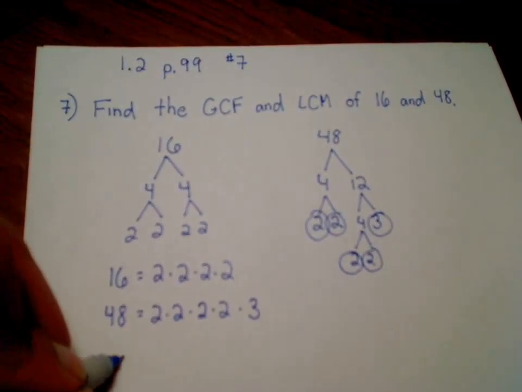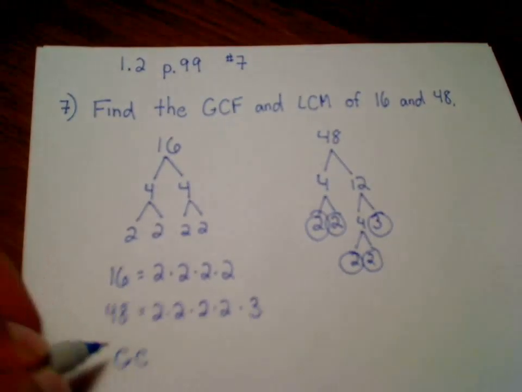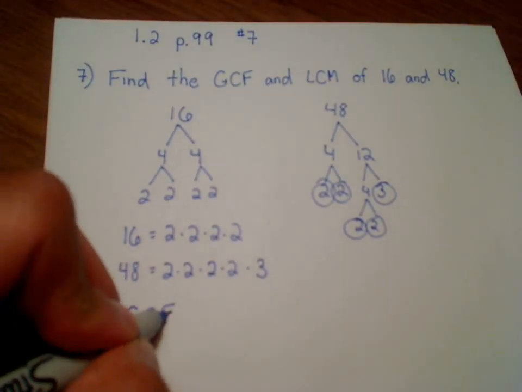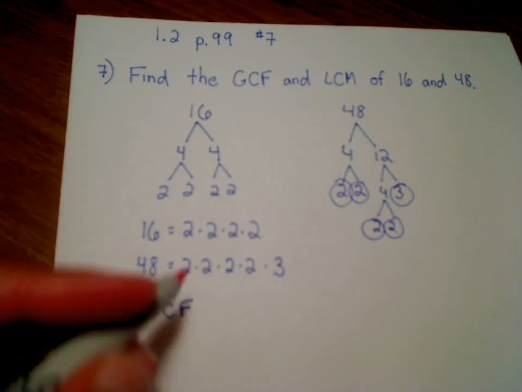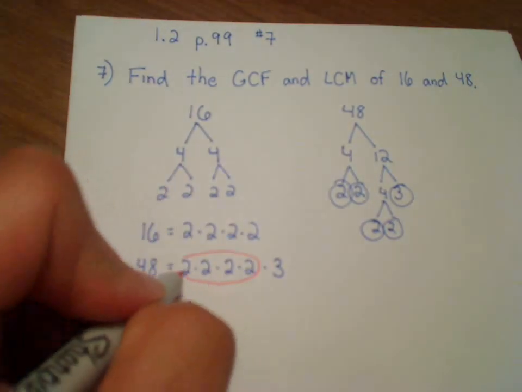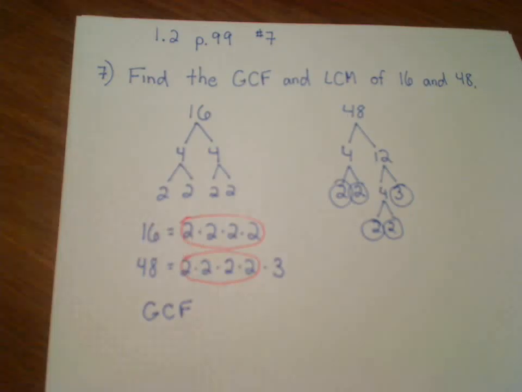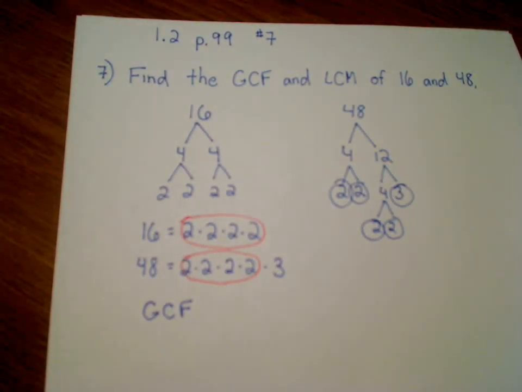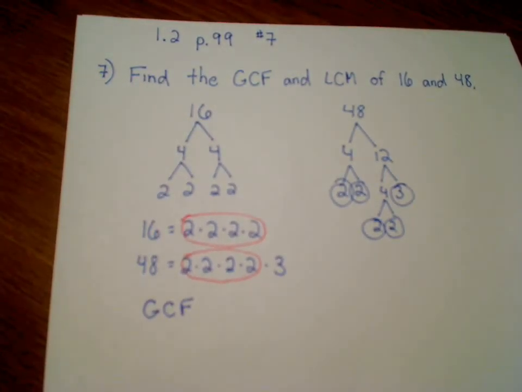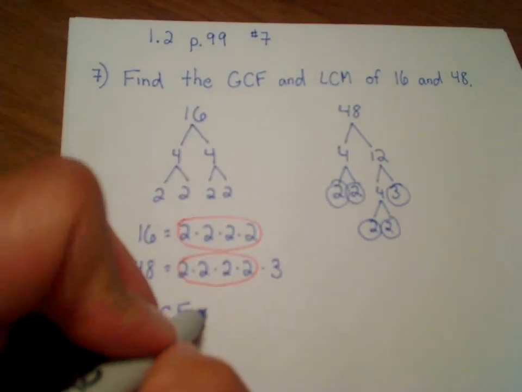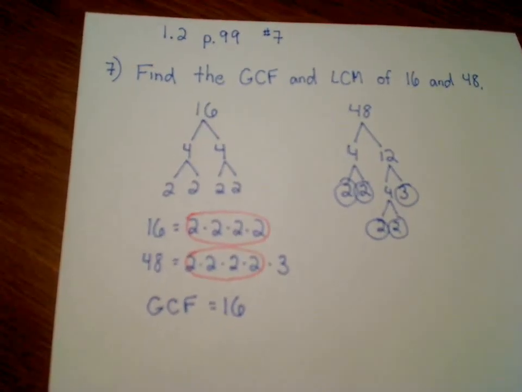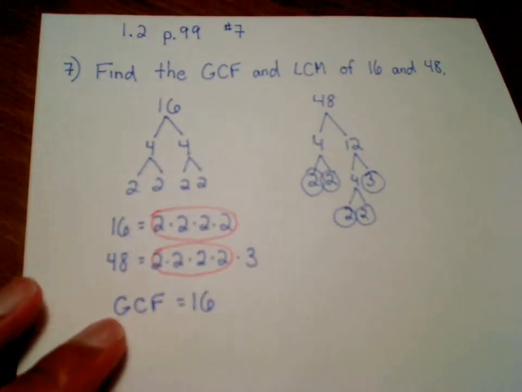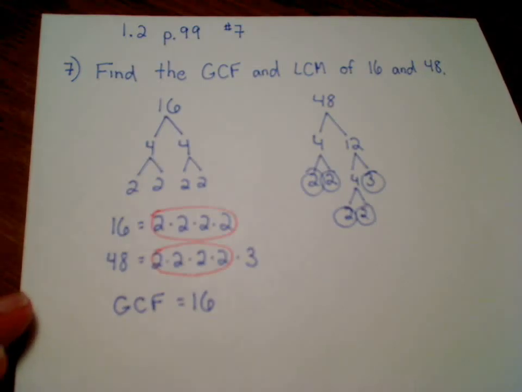Now for our GCF, once again, is greatest common factor. So I'm looking at what are the factors that they have in common. Well, they each have the 4 2's in common. So if I multiply 2 times 2 times 2 times 2, it works out to be 16. That's my GCF.